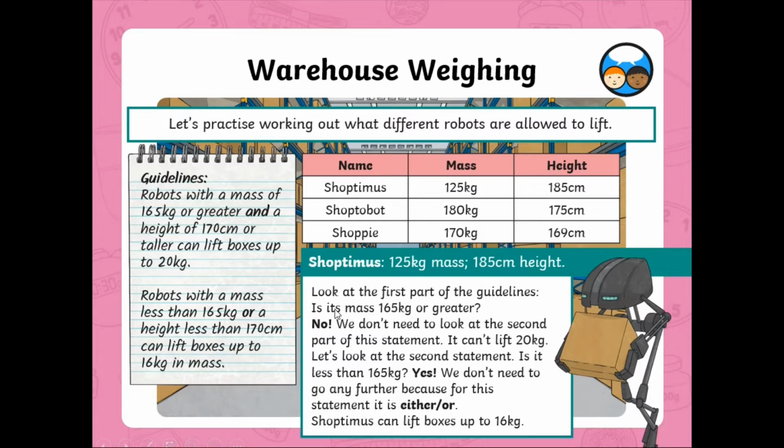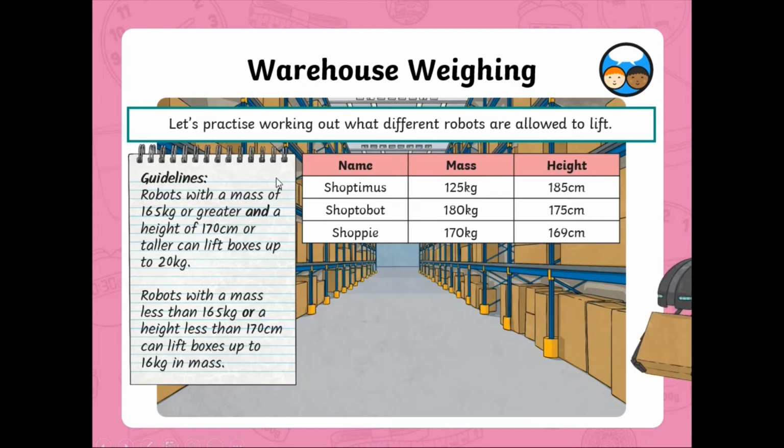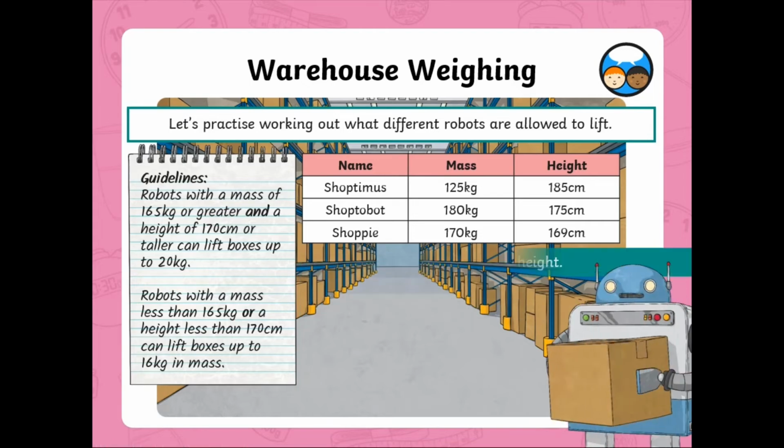So I can go straight here. Shoptimus can only lift 16 kilogram boxes. Let's have a look now at Shoptobot. So Shoptobot is 180 kilograms and he's 175 centimeters tall. Can he lift 20 kilograms or 16 kilograms? Well, let's have a look.